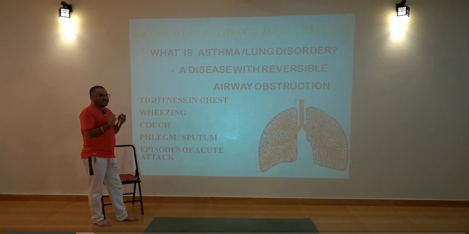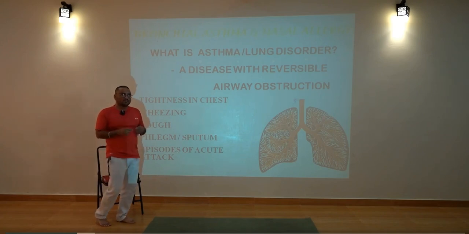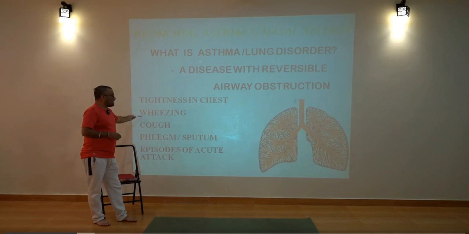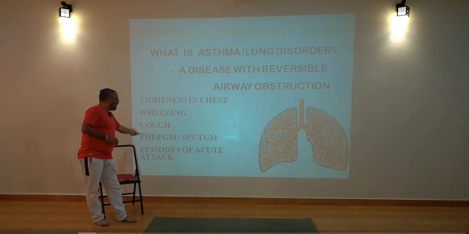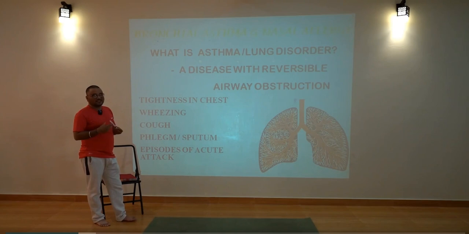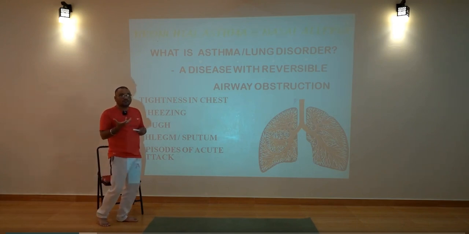People feel tightness in the chest, right? The muscles get over-spasmed. Your intercostal muscles go into spasm sometimes. Wheezing is there, like this kind of sound you always hear with a person who has asthma. Then there is a cough, sometimes a dry cough, and sometimes phlegm or sputum, and it sometimes changes the color of the cough too.